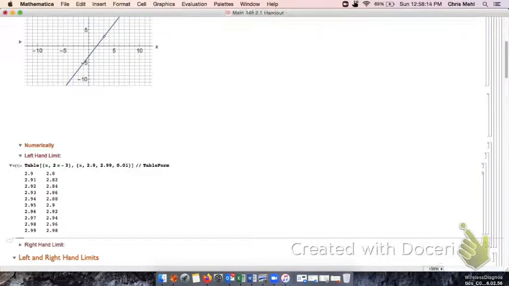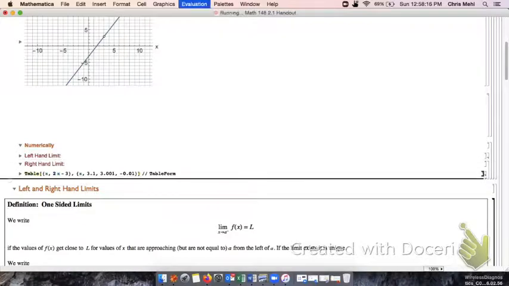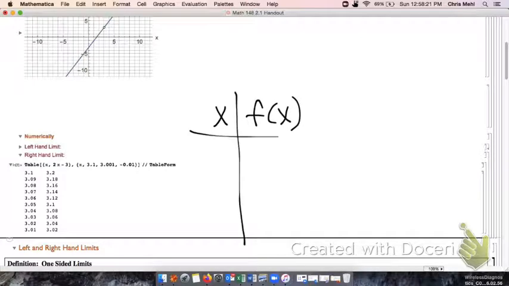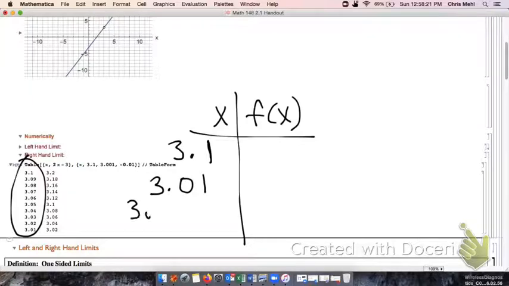Or you can also do a right-hand limit. And again, I'll just make a table. I usually would make a table like this. And notice now the x values are going to get close to 3, but this time from the right. So I'm starting at 3.1 and 3.09. This is me decreasing the hundredths place by 1 each time. But usually if I was going to do this by hand, I'd probably start with, say, maybe 3.1, and then I would just put an extra 0 between the decimal place and the 1.